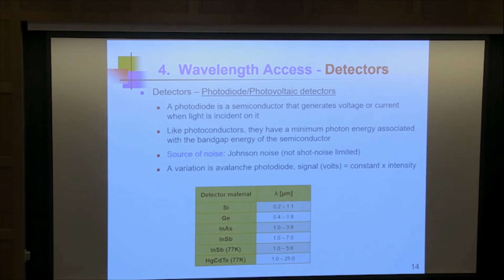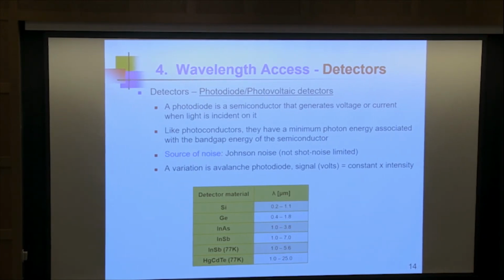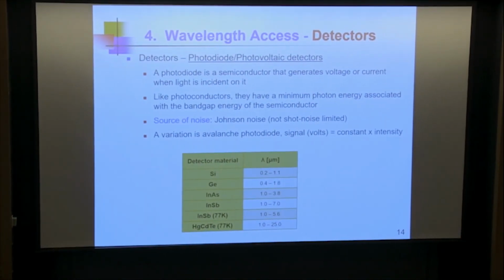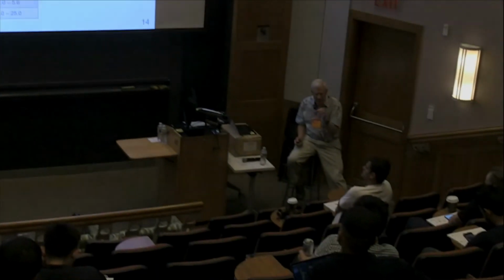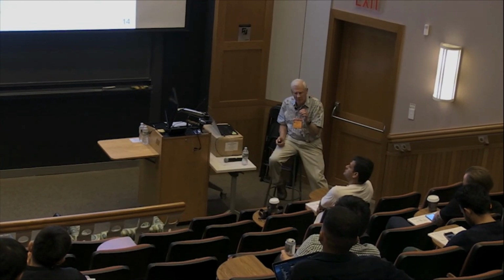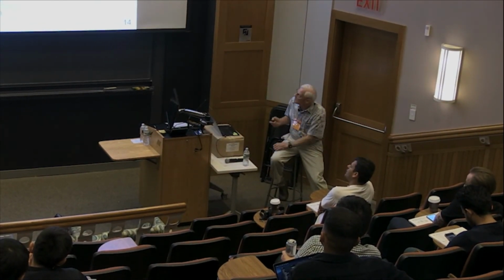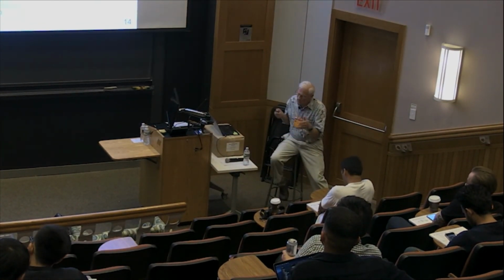Now, when you change the wavelength of the light, you have to change the response of the detector. So you use different detector materials for different wavelength regions. These are what would be called quantum detectors. They have the ability to respond to a single photon. They may not respond to every photon, but they respond to individual photons. Those are quantum detectors in comparison with, say, a thermal detector.